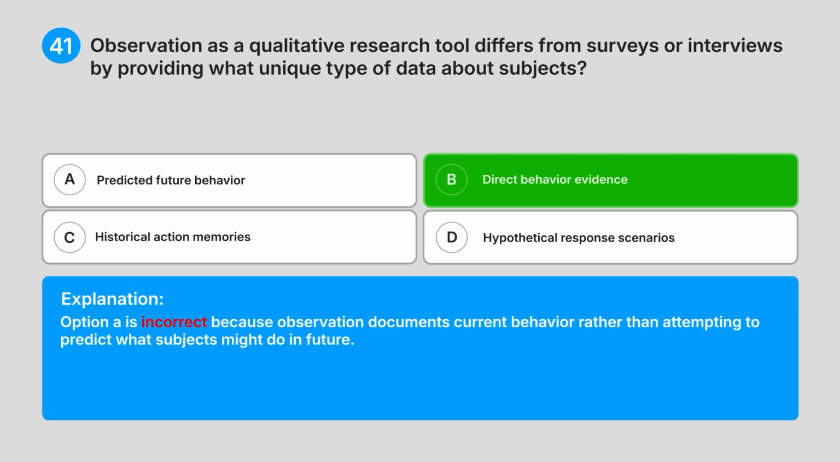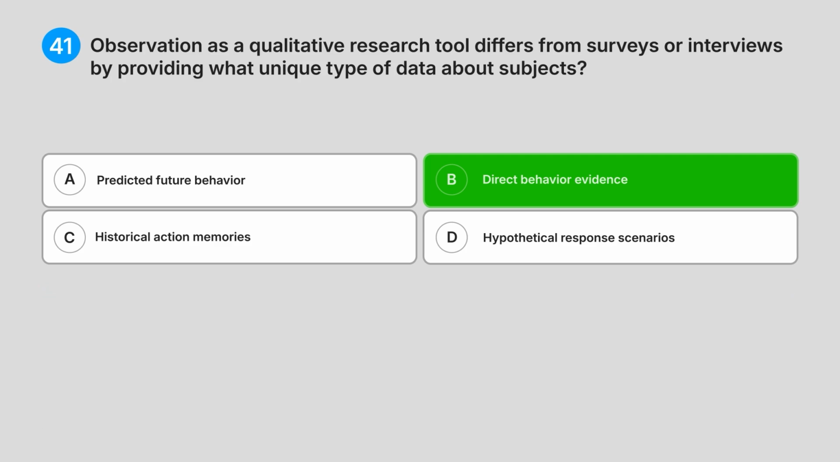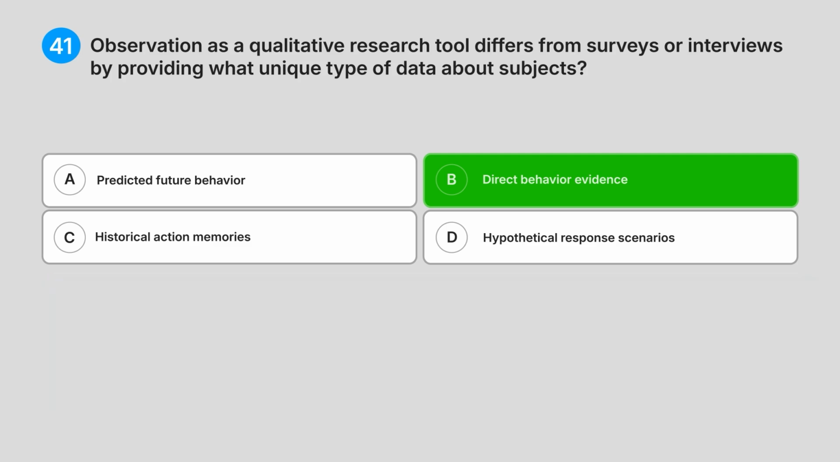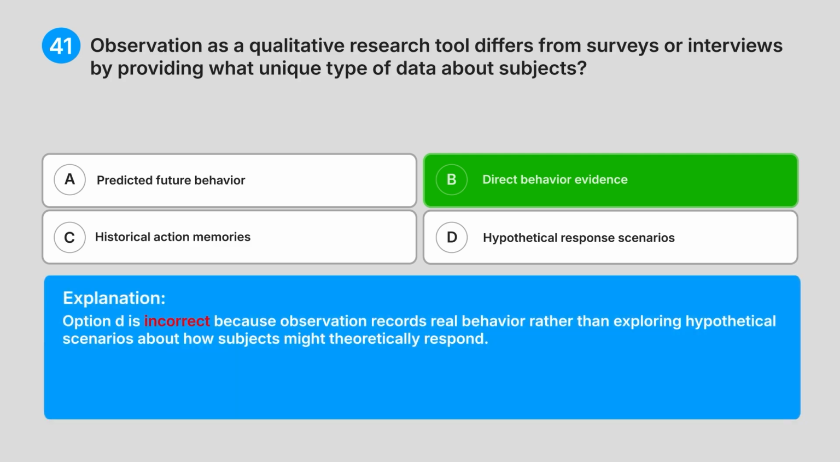Option A is incorrect because observation documents current behaviour, rather than attempting to predict what subjects might do in future. Option C is incorrect because observation captures present actions rather than depending on potentially unreliable memories of past behaviour patterns. Option D is incorrect because observation records real behaviour rather than exploring hypothetical scenarios about how subjects might theoretically respond.